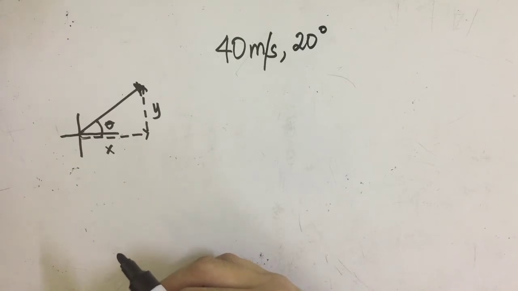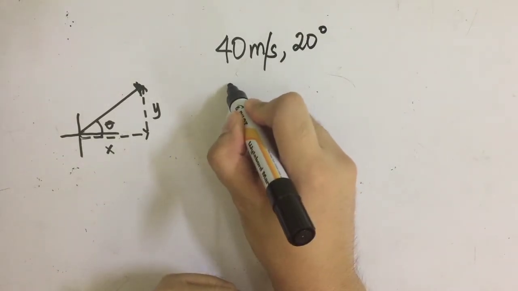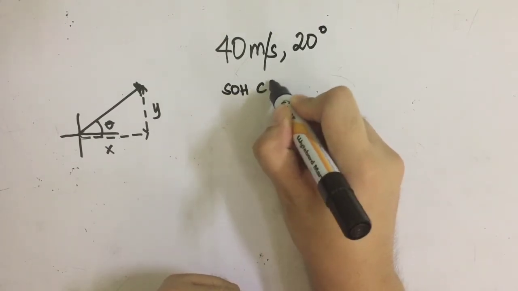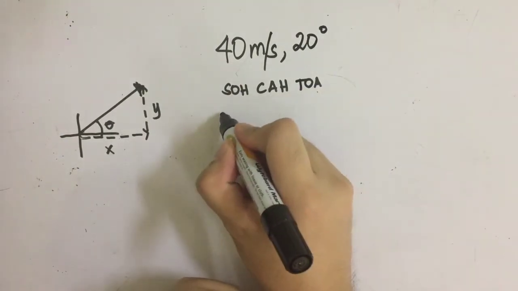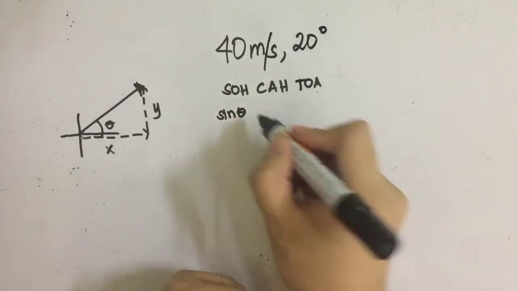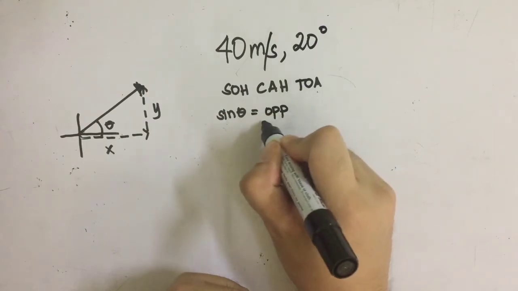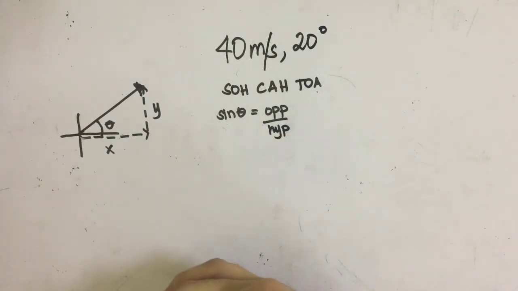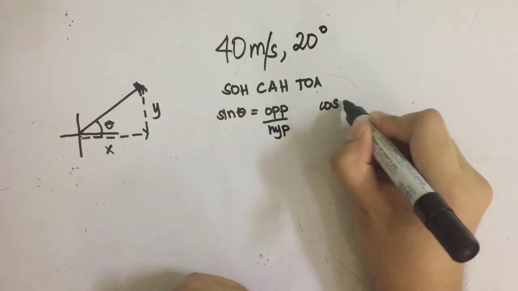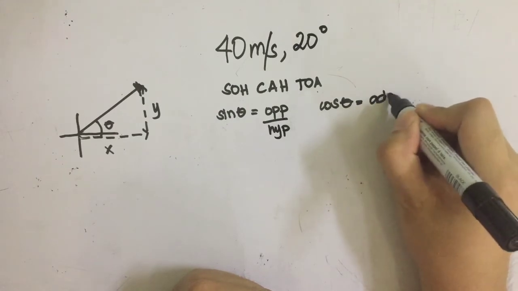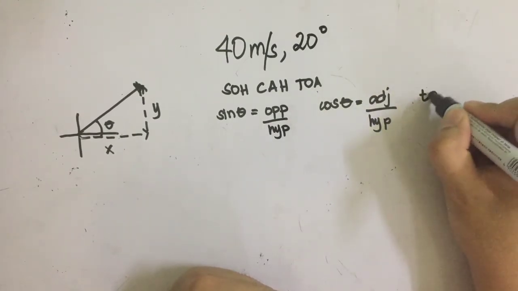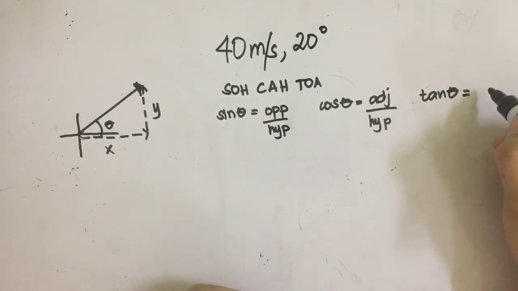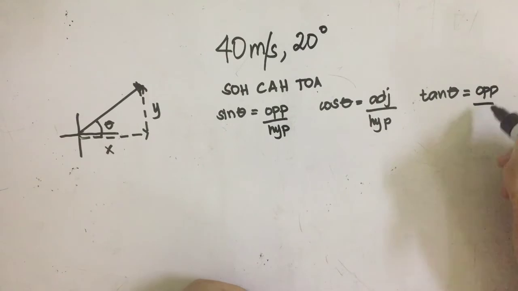Notice that we have formed a right triangle. And to determine the values of the x and y components, we employ the three basic trigonometric functions, which are SOH, CAH, and TOA. Notice that the SOH, or sine theta, is equal to the opposite side over the hypotenuse side, and the cosine theta is equal to the adjacent side over the hypotenuse side, and the tangent theta is equal to the opposite side over the adjacent side.